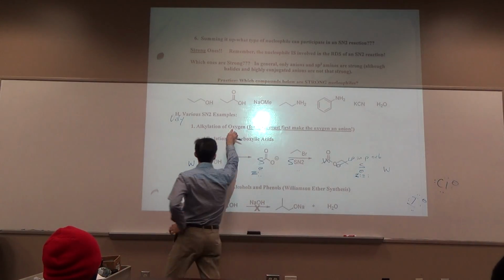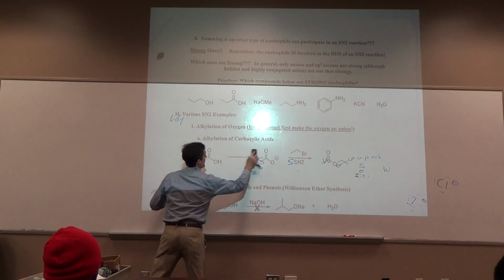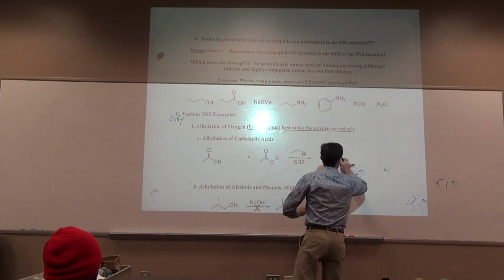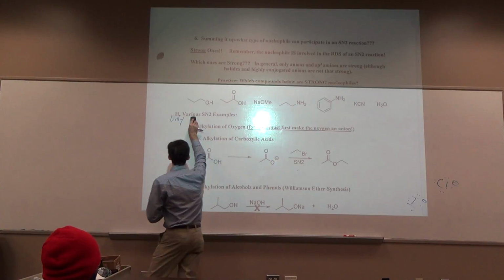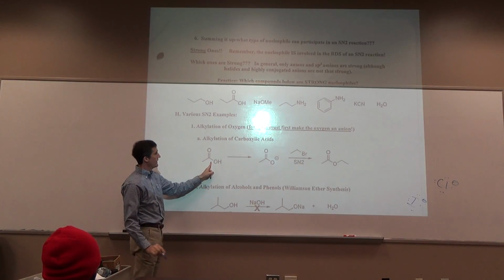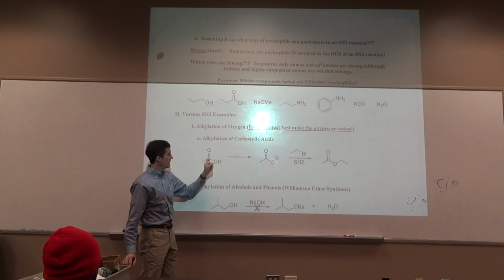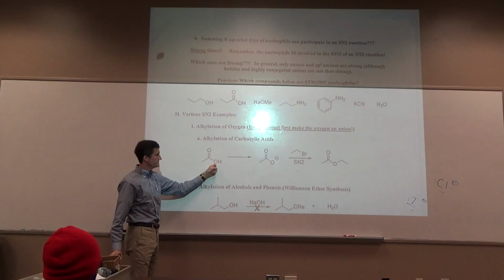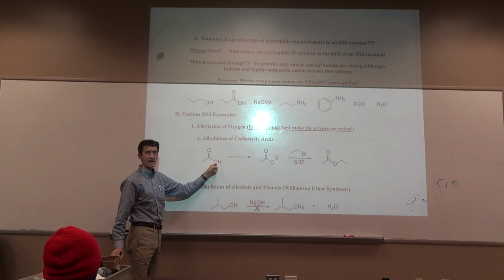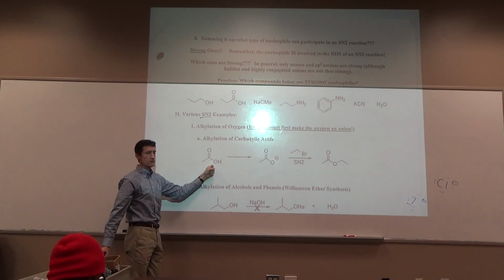First, alkylation of oxygen. First, alkylation of carboxylic acids. It's a precise example of number 1, so it's 1A. Alkylation, we're going to put an alkyl group on the oxygen. Ultimately, this is going to act as the nucleophile. And we're doing SN2s. Can this do an SN2?